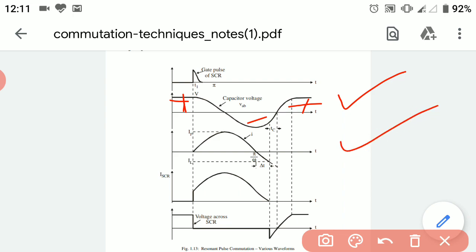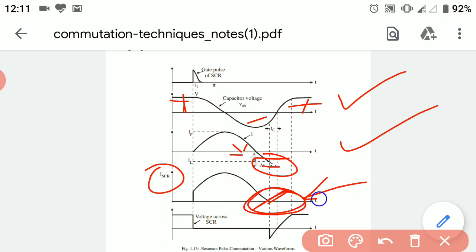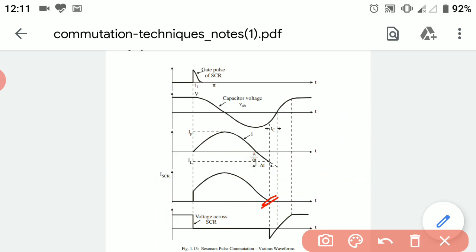We have discussed the current through the LC circuit. First it was increasing, then it started decreasing, then its negative phase started. The negative phase, that is the reverse direction, opposes the current flowing through the SCR, and this resonating current turns off the thyristor SCR at this instant. So this is the current waveform of SCR, and the last one was the voltage waveform across the SCR.